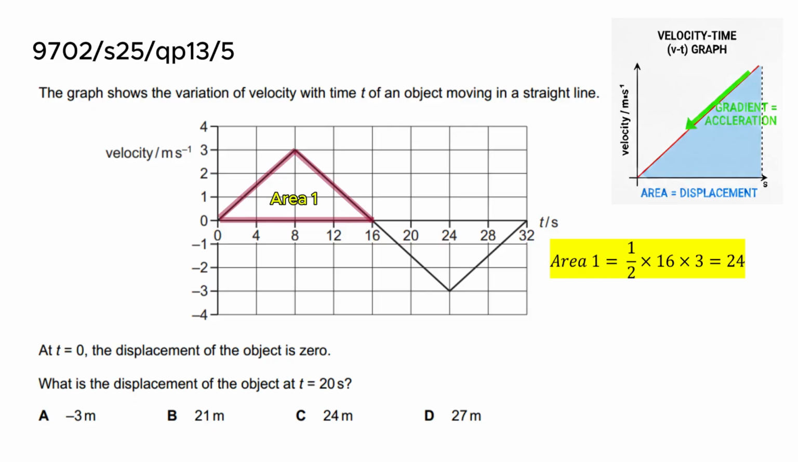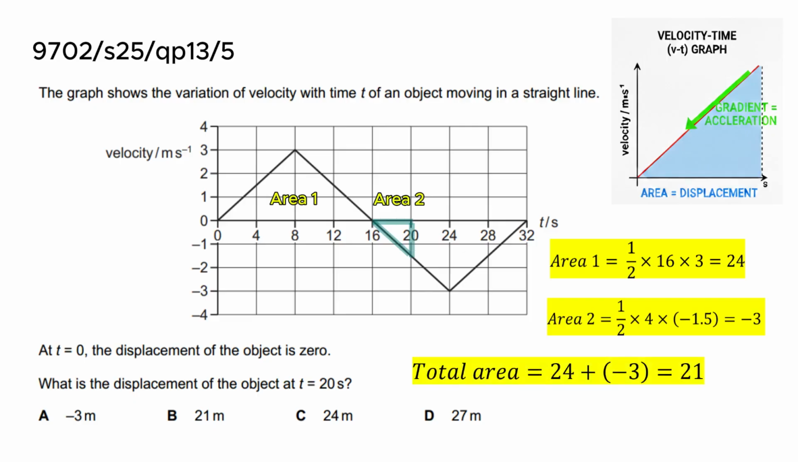At 16 seconds, the velocity becomes negative. The object has turned around. We need the area from 16 to 20 seconds. Area for the negative journey is 1 over 2 times 4 times negative 1.5, which is negative 3. Total displacement is therefore 24 minus 3 equals 21. The answer is option B.